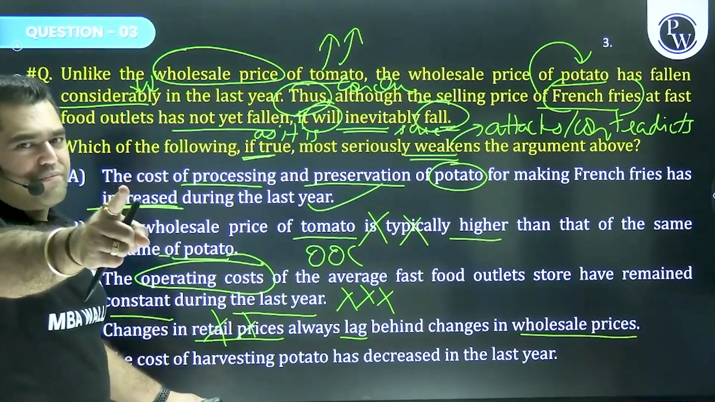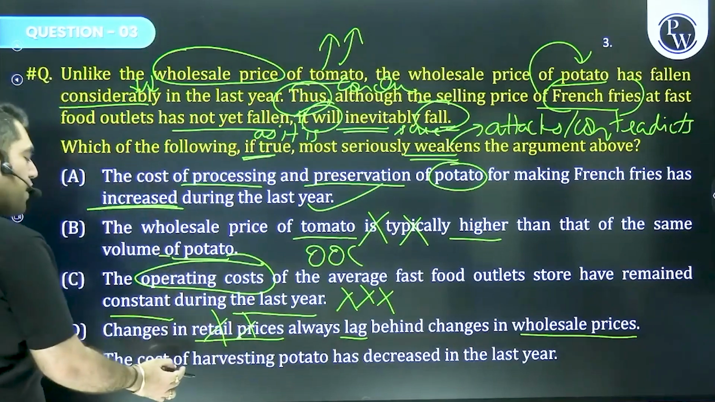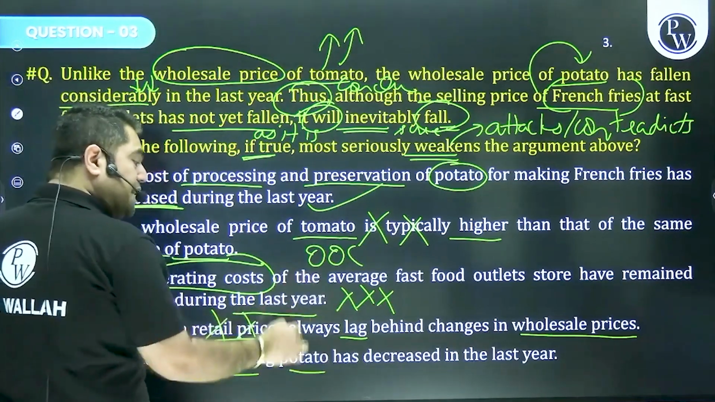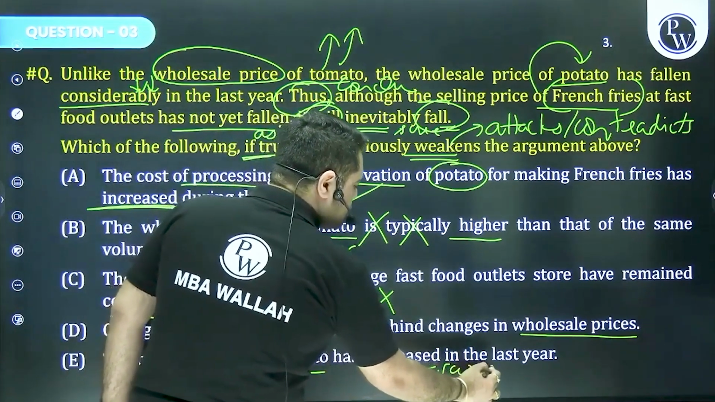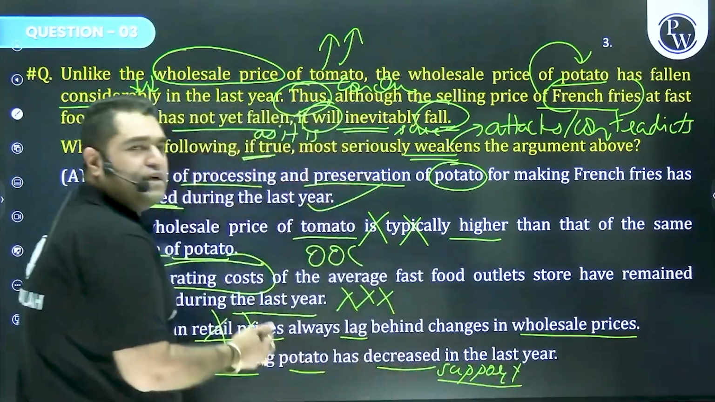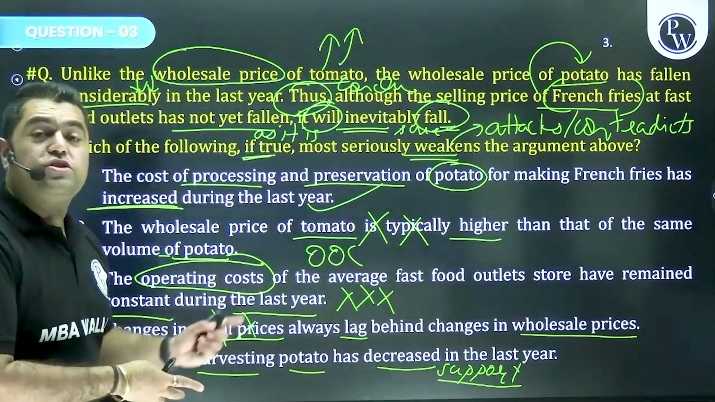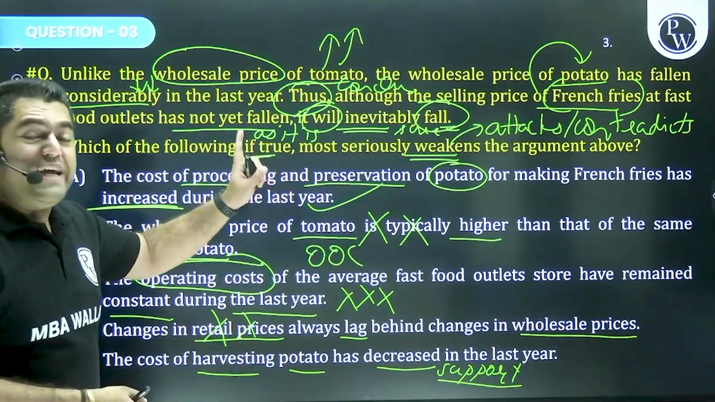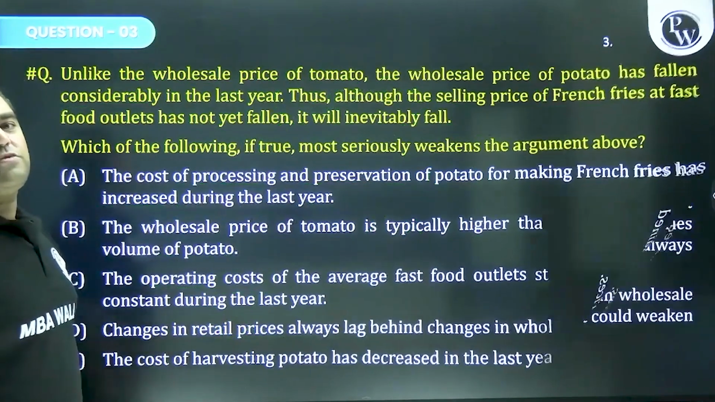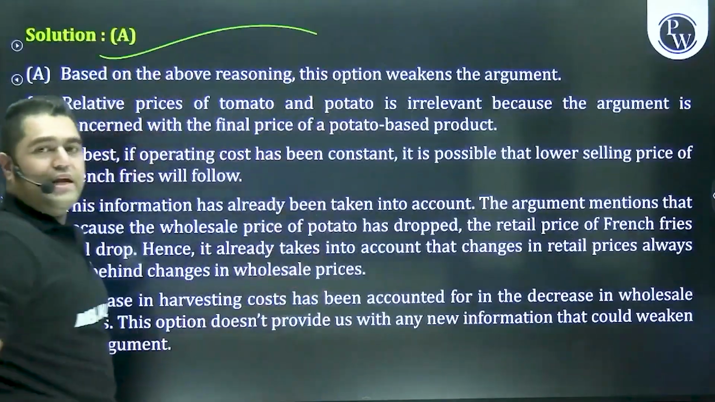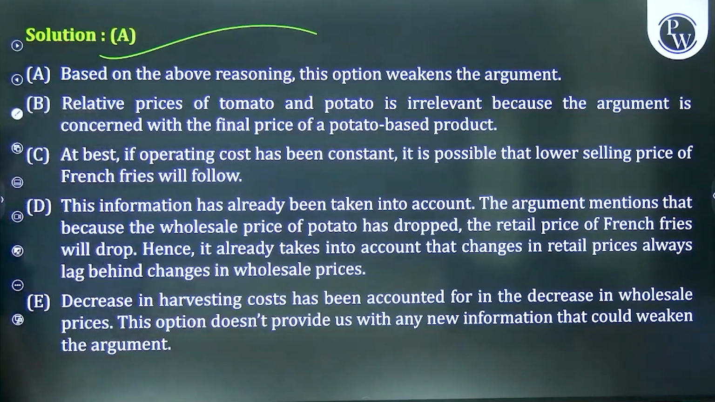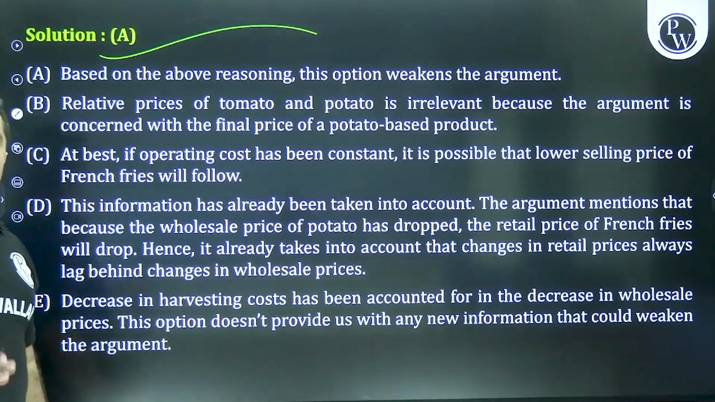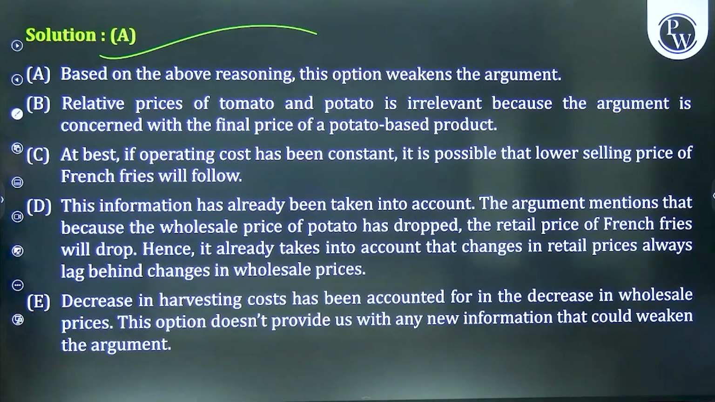Think about it. Gone. The cost of harvesting potato has decreased. People, this is actually supporting it. This is strengthening it because we are saying then the price will fall. We have to say the price will not fall. The price will increase. Only option A is supporting that, so it is weakening it. Understood? People, did we understand? Please read the answer explanation. Amit sir has given you a detailed answer once, so that nobody gets confused. Is it making sense? Is it clear?